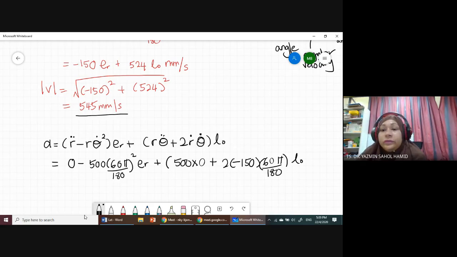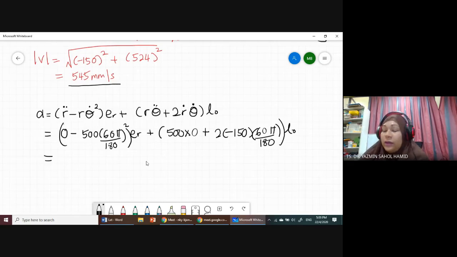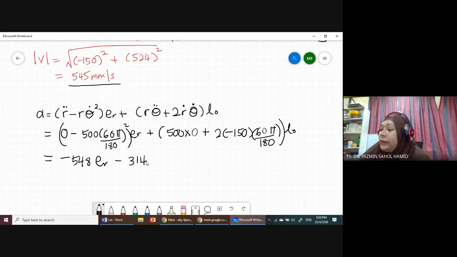Okay, so we need to find this. What do we get? Here you get negative 548, minus 314 millimeter per second square.